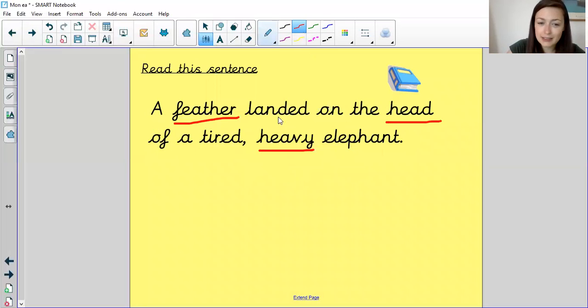Now, this word was a little bit tricky. Tired. Think. Tired. Good.